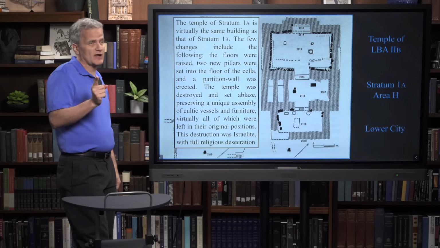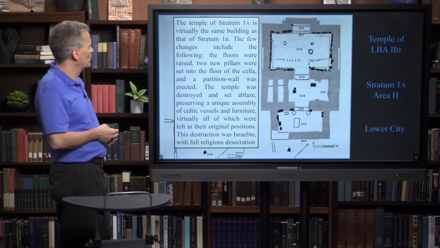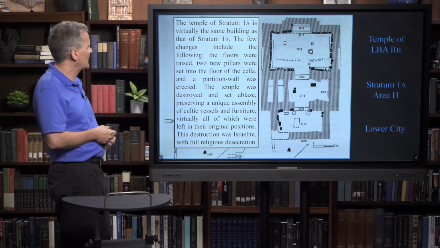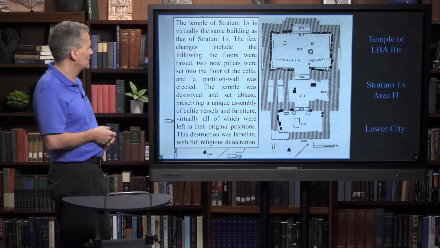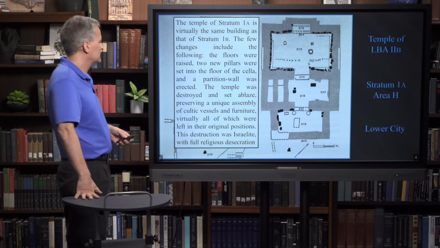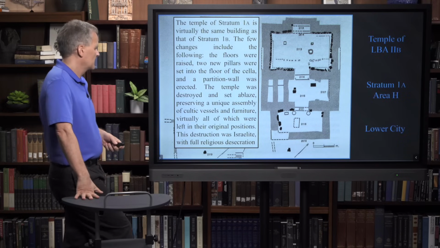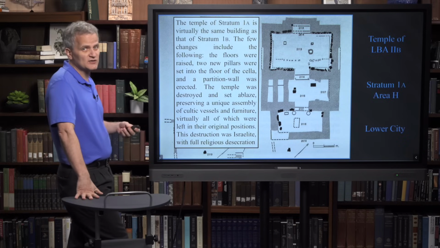The new temple of Stratum 1A is virtually the same building as that of Stratum 1B. The few changes include the following. The floors were raised, two new pillars were set into the floor of the cella, and a partition wall was erected. The temple was destroyed and set ablaze, preserving a unique assembly of cultic vessels and furniture, virtually all of which were left in their original positions. This destruction was Israelite, with full religious desecration.